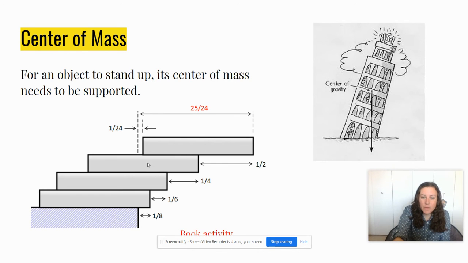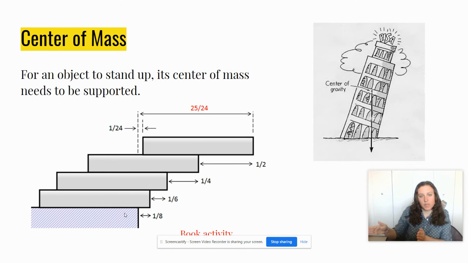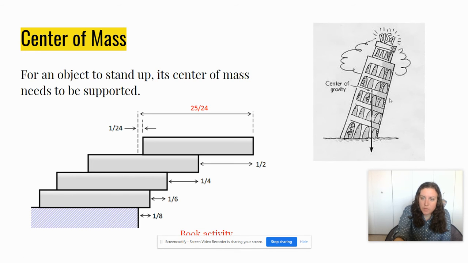Then the center of mass of both of these is right here, and then the center of mass is here and here, so you can inch them out until it's completely over. Your center of mass needs to be supported. With the Leaning Tower of Pisa, your center of mass is right here, and it's supported. If the center of mass was over here, it wouldn't be supported, it would fall.